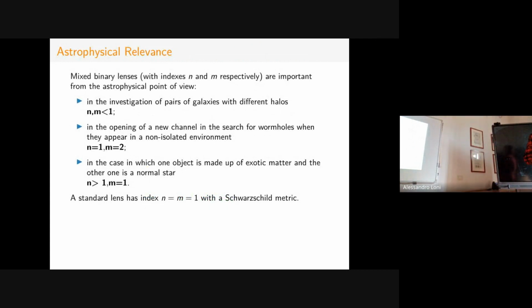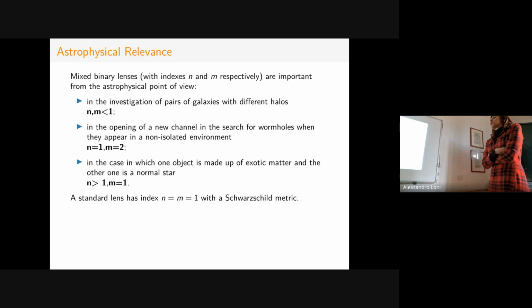So, what is the astrophysical relevance of this kind of mixed binary lenses? First of all, a mixed binary system is composed of two lenses where the index of the potential is different. So we say the first lens with an index n, the second lens with an index m. It is important in the case in which we investigate a pair of galaxies with different halos, so in the case in which the indices n and m are less than 1. Also in the search for wormholes, when these wormholes appear in a non-isolated system.